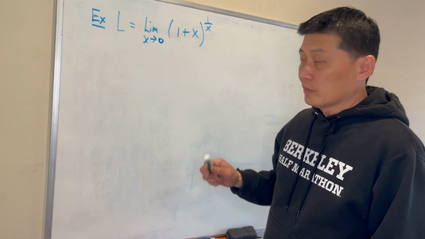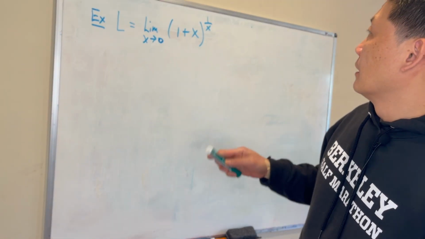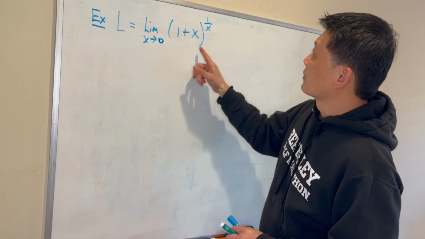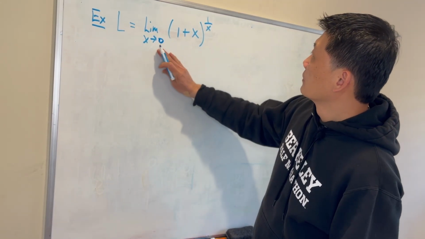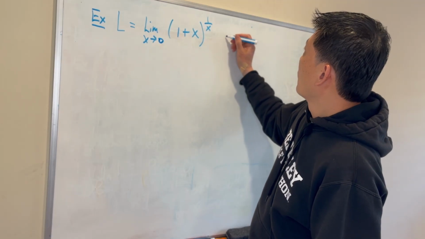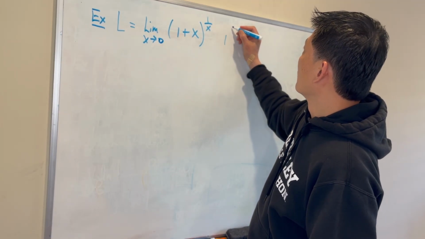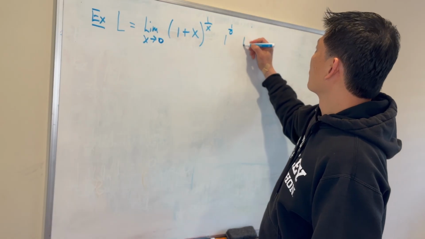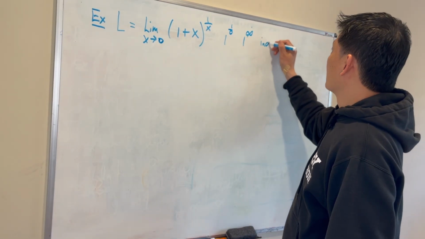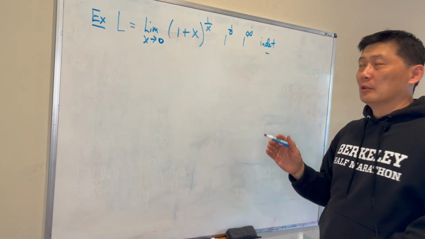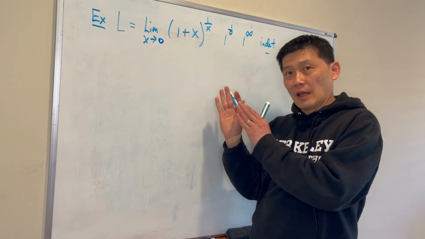Let's solve this problem. When you have a limit of 1 plus x to the power 1 over x as x approaches 0, let's take a look at what happens. This will end up with 1 to the power of 1 over 0, which is 1 to the infinity. This is actually an indeterminate form, so we have to figure out how to address that.